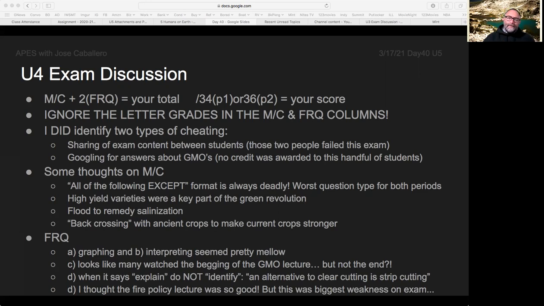I really can't get into it, but I had to use two different curves this time. Now, remember to ignore the multiple choice and the free response columns. Those letter grades are irrelevant. They are irrelevant entirely. Just focus on your curved score in the total column. Everyone has misleading letter grades in the multiple choice and free response columns. Those are not real grades.